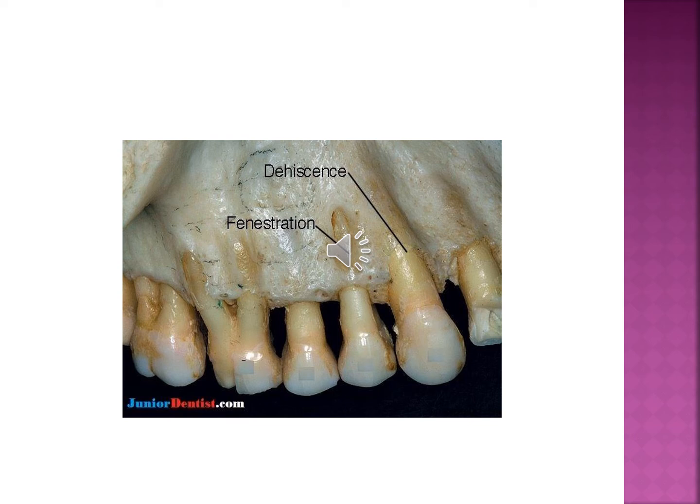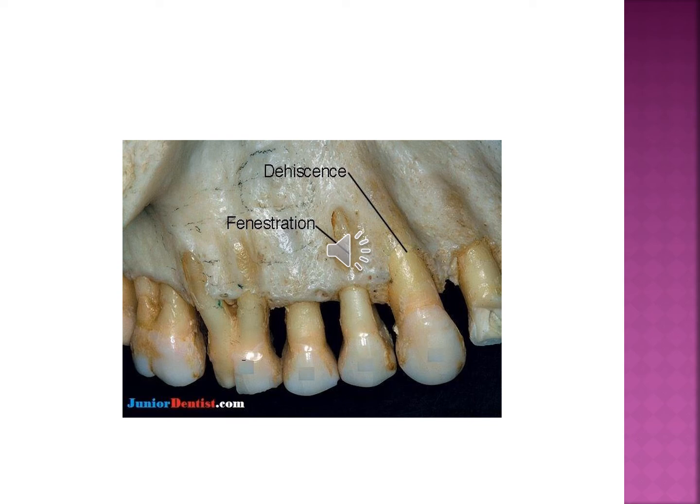But in that particular tooth, you can see there is a small amount of marginal bone covering in the cervical area. So it is not completely denuded. There is an isolated area of loss of bone where the root is exposed. So you call it as fenestration.